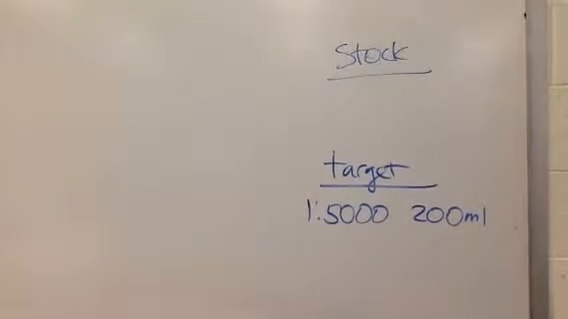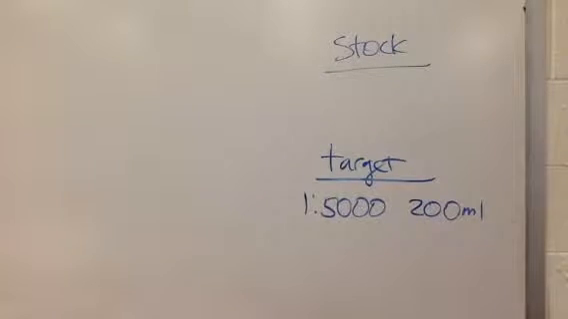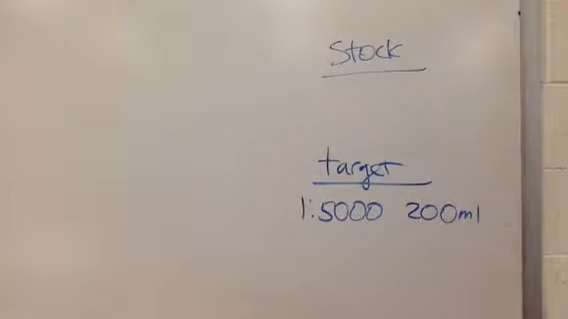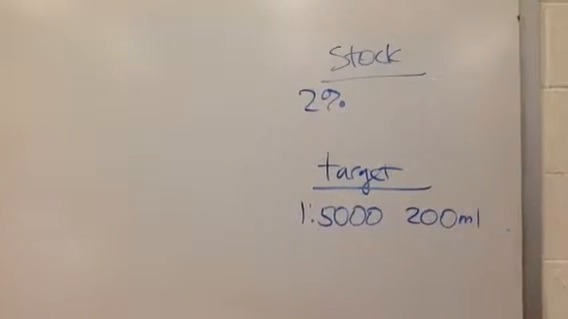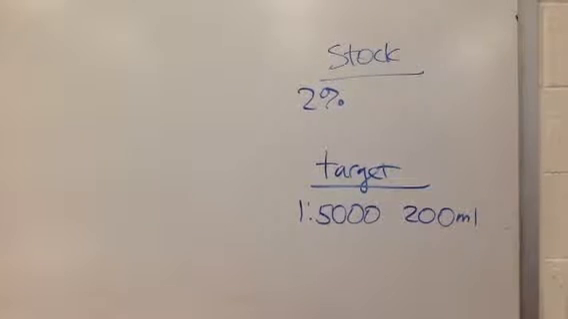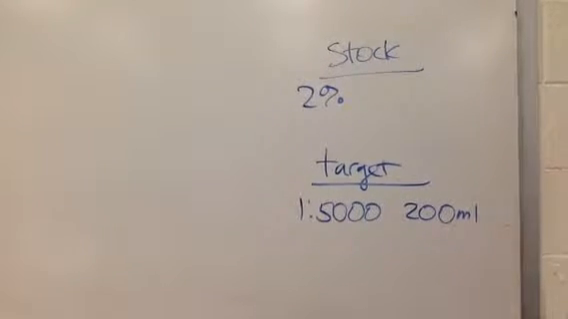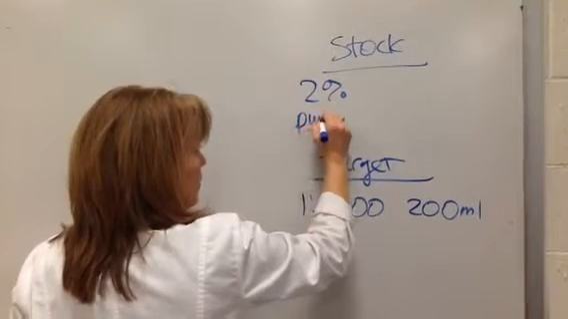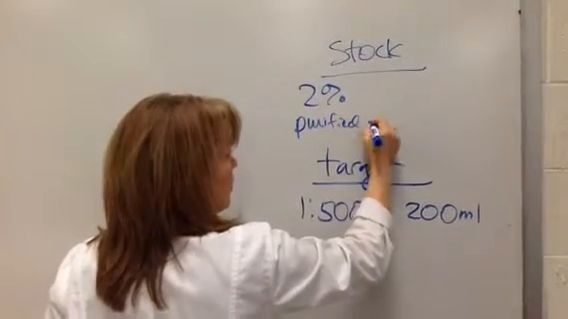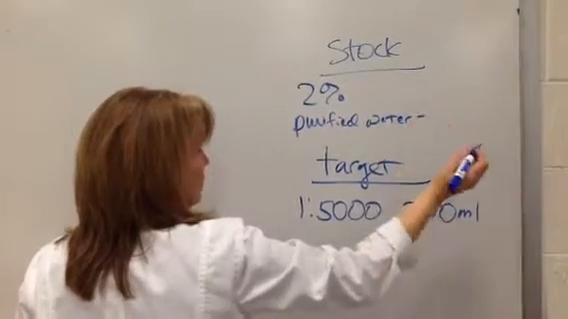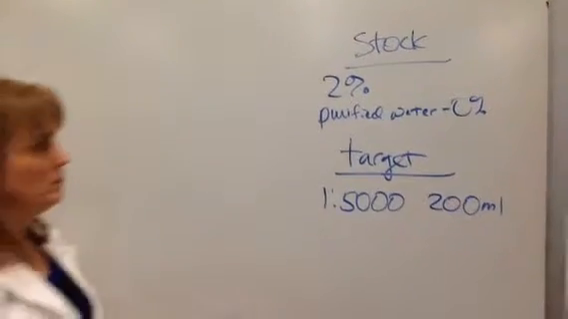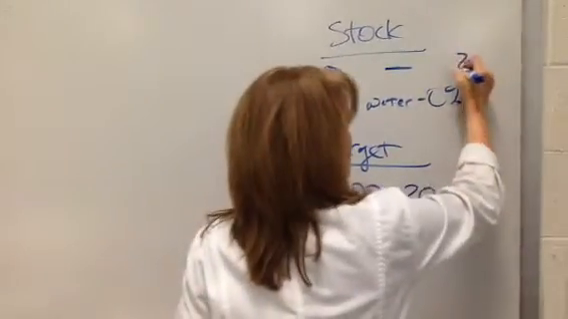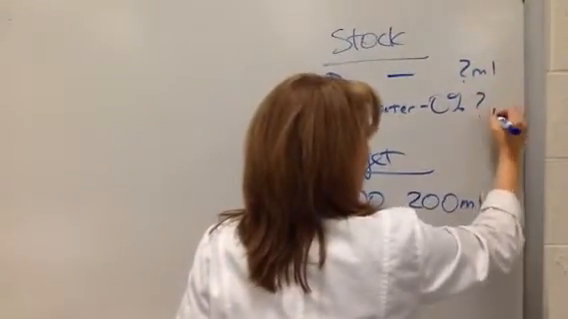Okay, now what else do we have? Siobhan. Okay, so stock solution is 2%. And what else do we have? Purified water. Which is what percent? What's the question? How many milliliters of stock solution and purified water you need? We need how many mLs here, and how many mLs here, right?